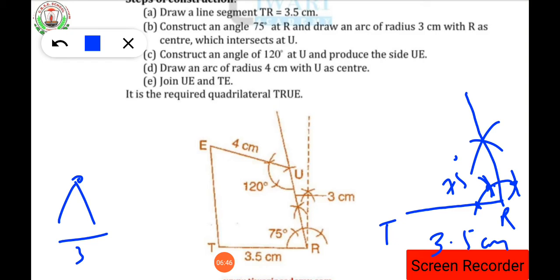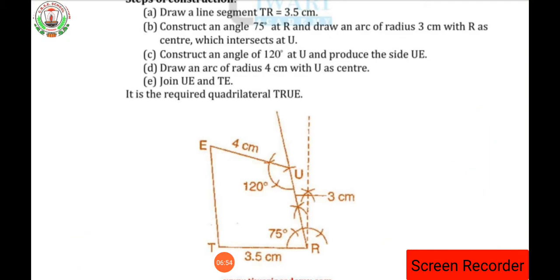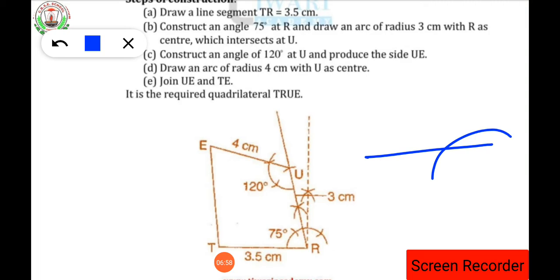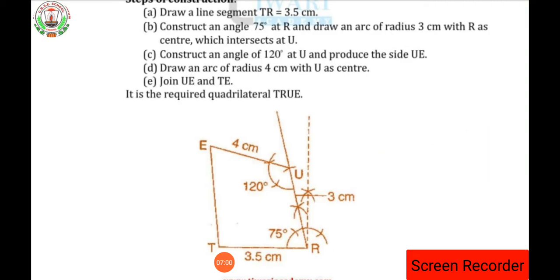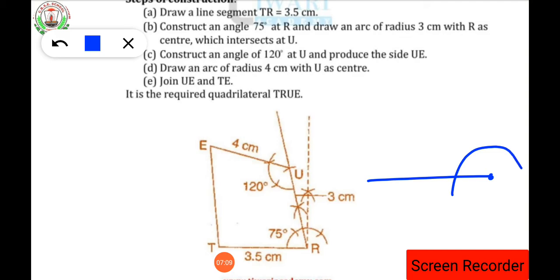Then after that, at angle U, you have to draw 120 degree. So as we know that for drawing the 120 degree, suppose drawing 60 degree, 60 plus 60 will be 120 degree, isn't it? So take any radius, draw one arc, then again keeping the radius, this one is a 60 degree, this one is a 120 degree.